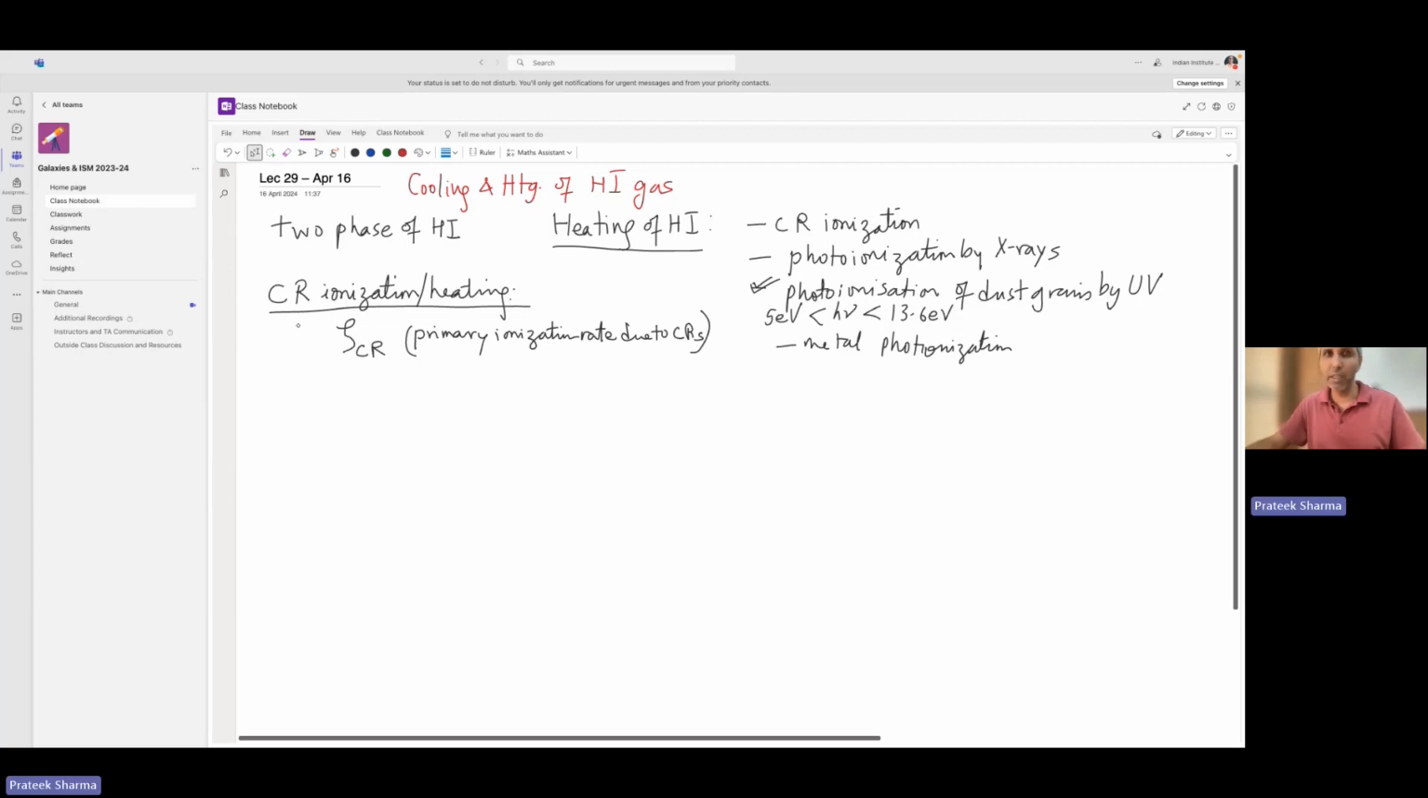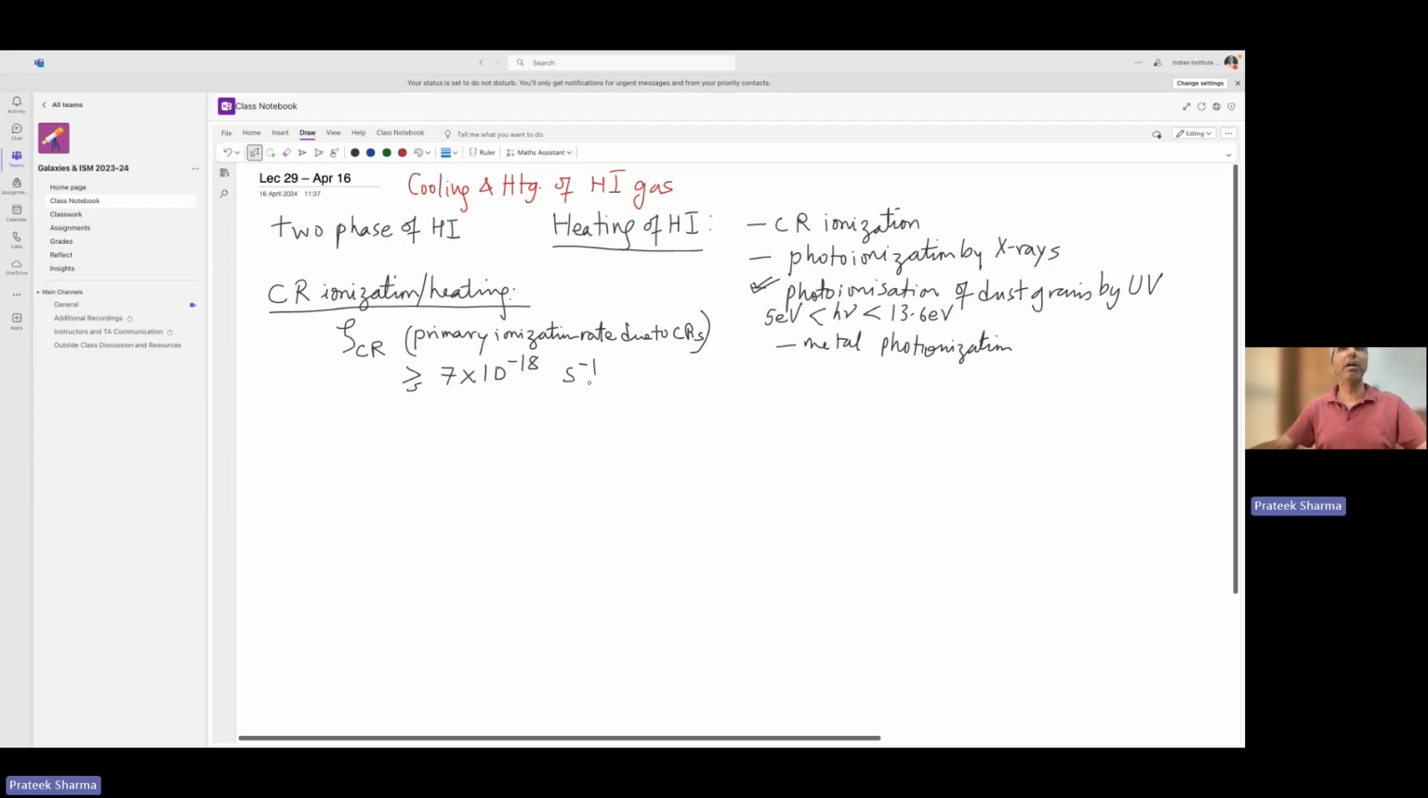And the typical value is about 7 times 10 to the minus 18 primary ionizations per second, right? So this is the value. This value will depend on what the cosmic ray flux is, right? If you have a higher cosmic ray flux in the ambient ISM, this value will be higher. If you don't have cosmic rays at all, this should be zero. So this is for a typical cosmic ray abundance in the ISM, okay?